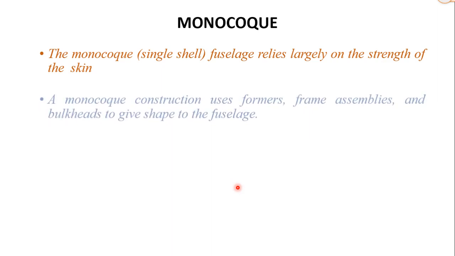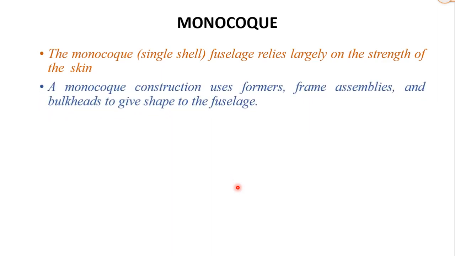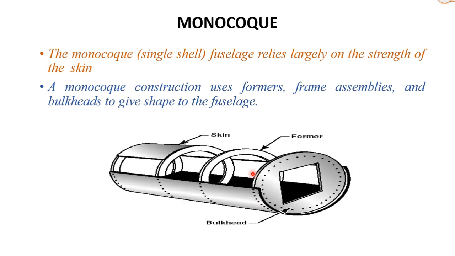So the next type is monocoque. The monocoque is a single shell fuselage that relies largely on the strength of the skin. The skin carries the primary stresses and keeps the fuselage rigid. A monocoque construction uses formers, frame assemblies, and bulkheads to give shape to the fuselage.